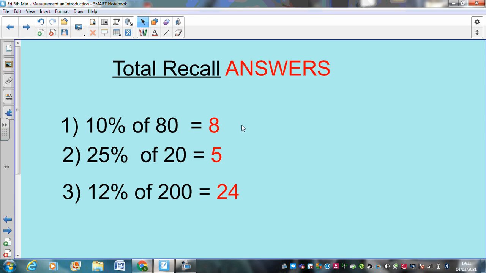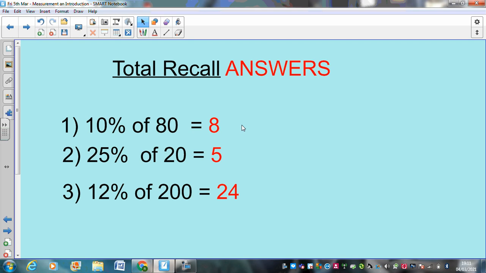So, to find 10%, we divide by 10. 80 divided by 10 is 8. For 25% of 20, well, we should know that 25% is the same as a quarter. So a quarter of 20, we could divide by 4, or we could halve it and halve it again. Either way, we're going to end up with the answer as 5.